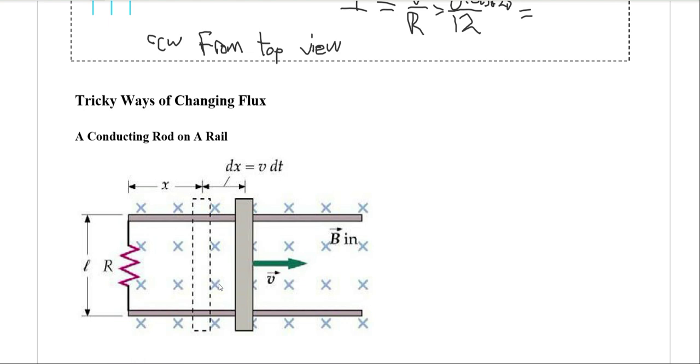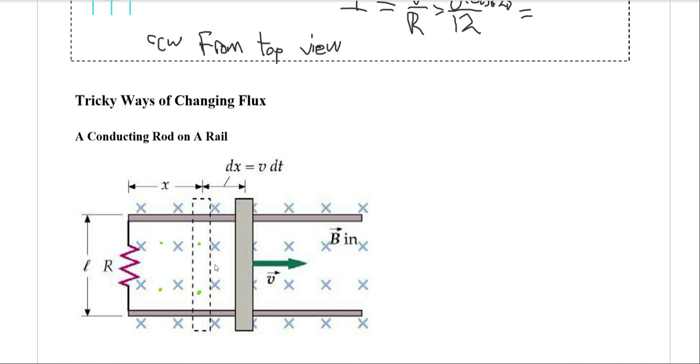So we look at this one, we say, okay, what's happening? The field is pointed into the page. When the bar moves, the flux increases. If the flux increases, then the opposite is going to be working against the flux. It looks like my induced current has to be out of the page. Sorry, my induced field has to be out of my page.